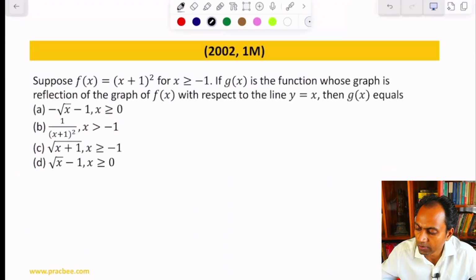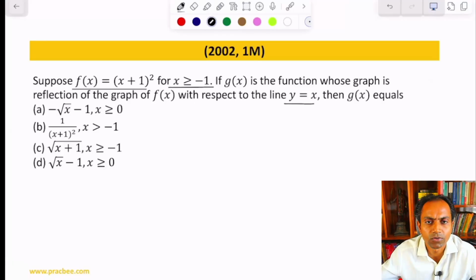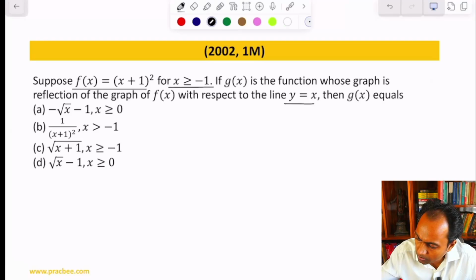Now this 2002 question says that f(x) is a function (x+1) whole squared, where x is greater than or equal to 1. g(x) is a function whose graph is the reflection of this graph with respect to y is equal to x. So they are talking about the inverse of this function, but they are not asking it directly, they are asking it indirectly. So now if you want to get the value of g(x), what would that be equal to?